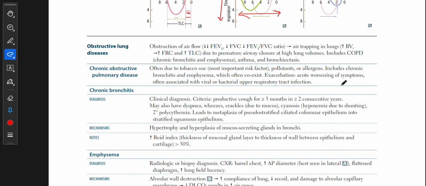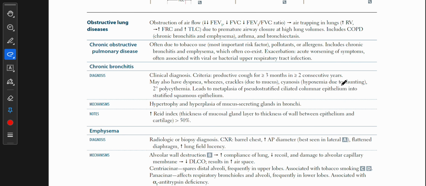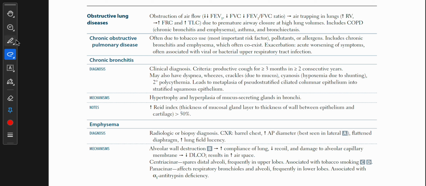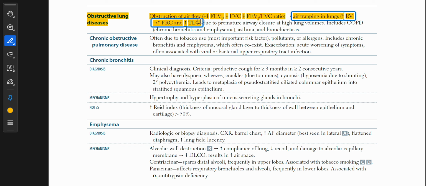So let's tap into the obstructive lung diseases. There are classic examples of obstructive lung disease, and we will tap into each of them. Obstructive lung disease is obstruction of airflow, with decreased FEV1, FVC, and FEV1 by FVC ratio, as we talked about earlier, that leads to air trapping in the lungs. So there is an increase in RV, and also an increase in functional residual capacity and in TLC, total lung capacity, due to premature airway closure at high lung volumes. This is the pathology.